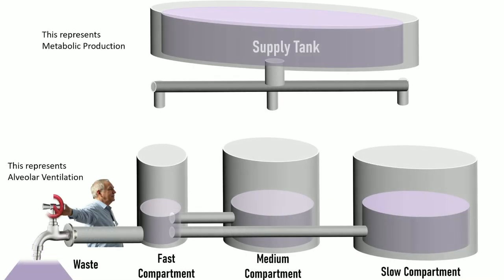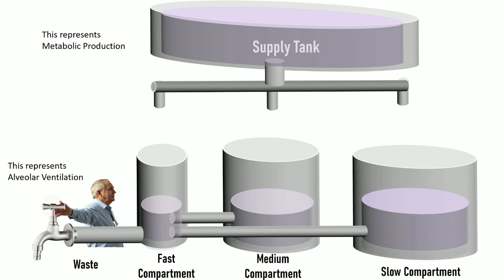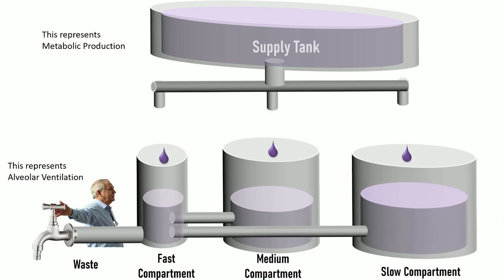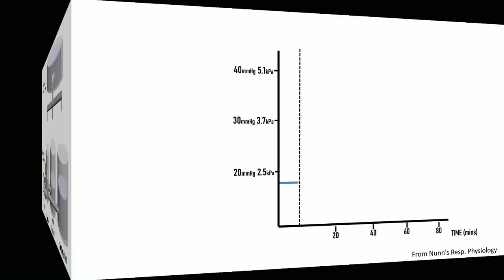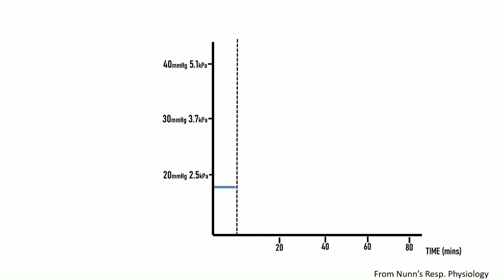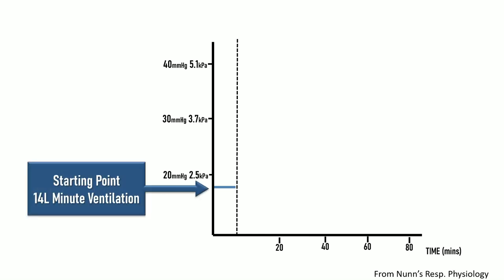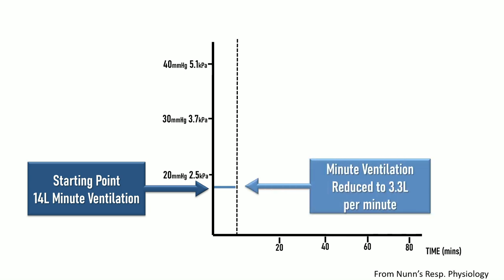Now we're going to turn off the tap and make the patient apneic. Note our starting point. The CO2 content of the three compartments has significantly reduced. CO2 is constantly being produced by the tissues, but only at a rate of 200 mils per minute. Over time, the different compartments slowly fill up. In Nunn's model, we revert from the high minute ventilation of 14 liters per minute to the lower starting one of 3.3 liters per minute.